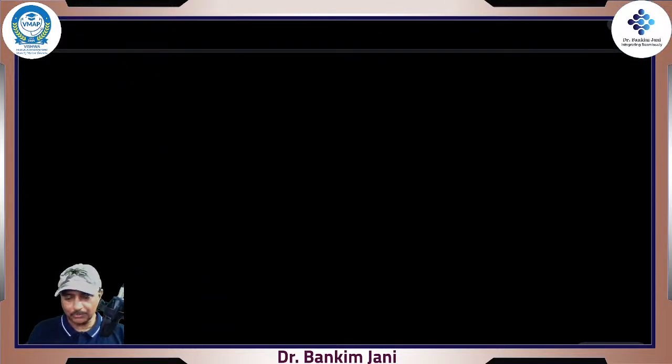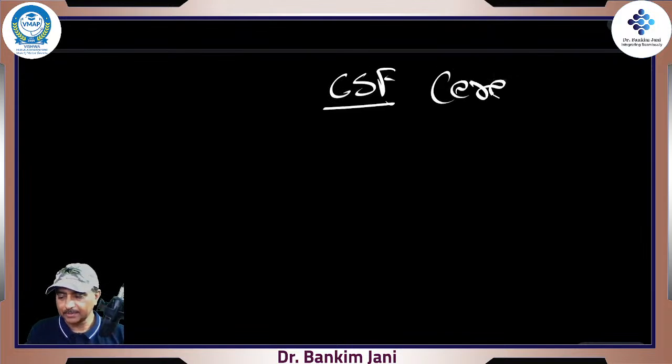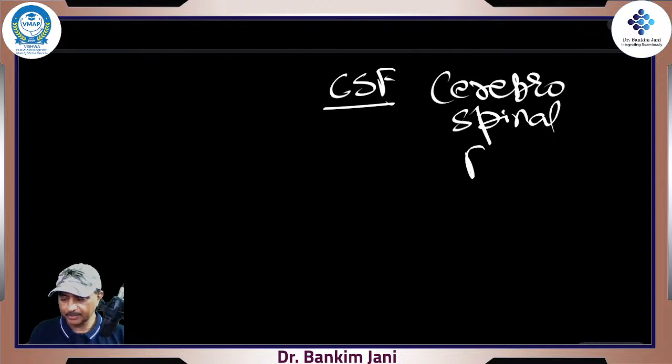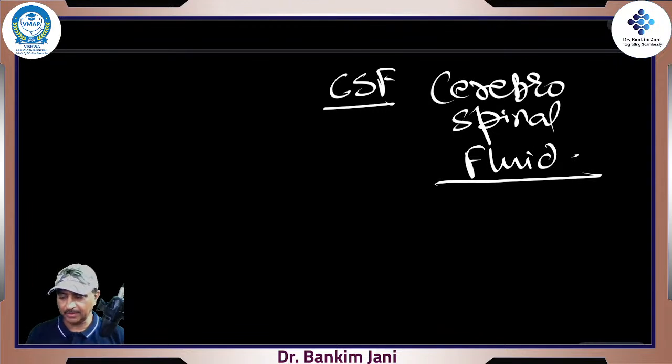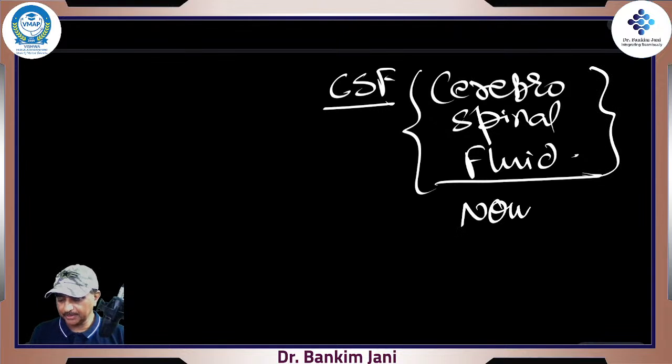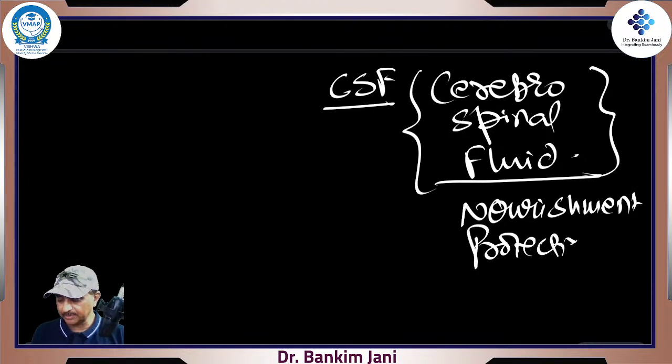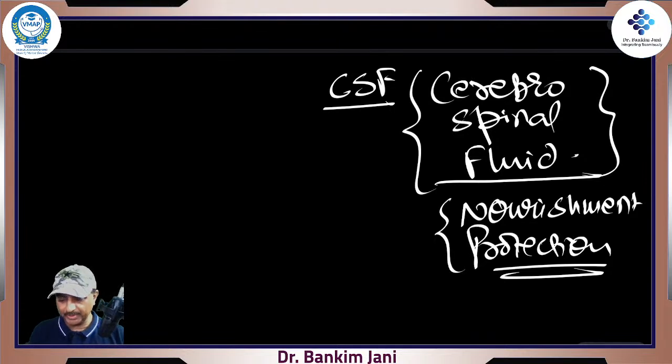Now, as we know, CSF, that is cerebrospinal fluid, is a fluid which creates the internal environment, and it is very important for nourishment and protection. It gives a cushion effect to the brain. So that's why the CSF is extremely important.